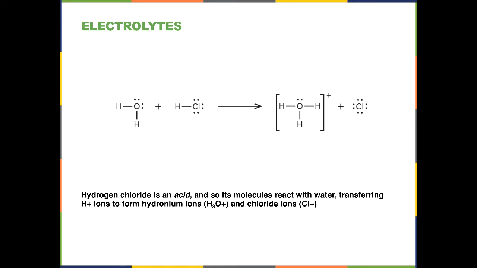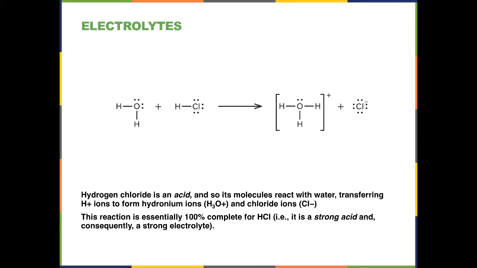So the first process I showed you with potassium was a physical process that results in electrolytes. This one is a chemical process that similarly results in electrolytes. This reaction in this case is 100% complete. Therefore, hydrochloric acid is considered a strong acid, producing virtually 100% ions. Now, not all acids are strong acids, and in some cases, the vast majority of the molecules remain intact and do not form ions.